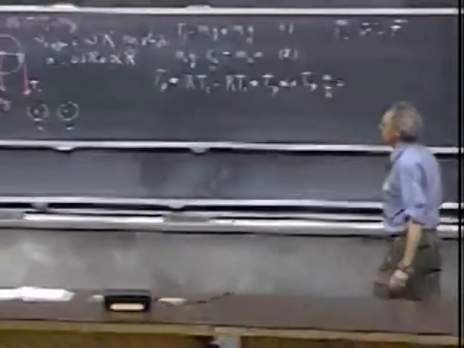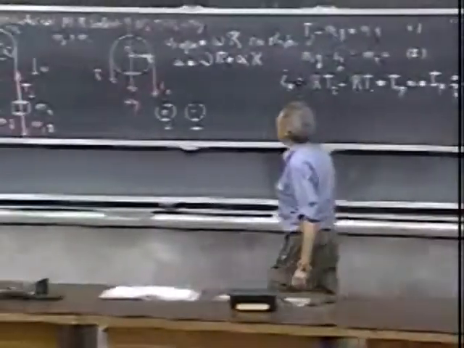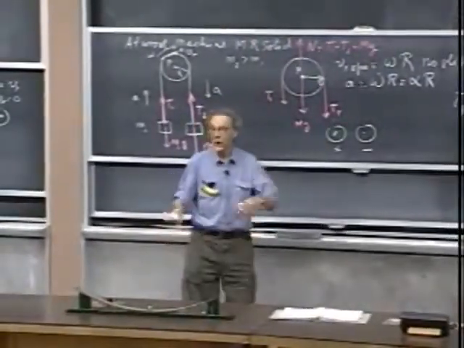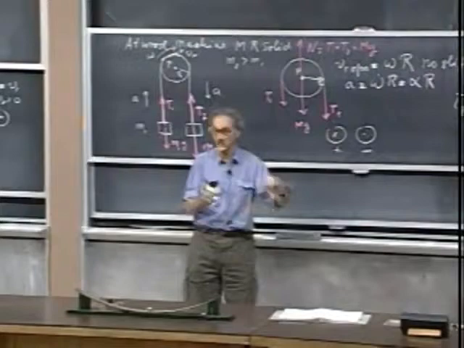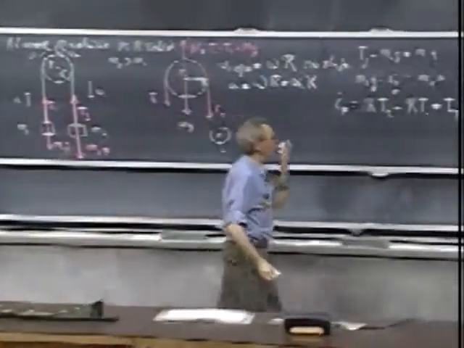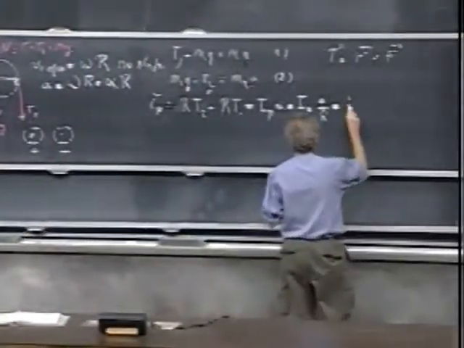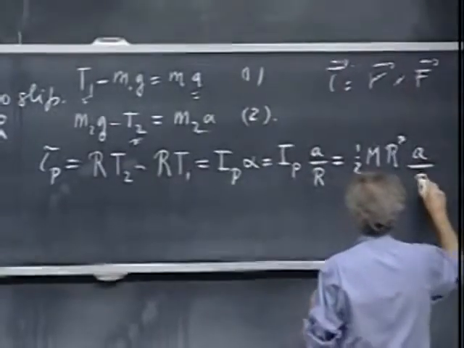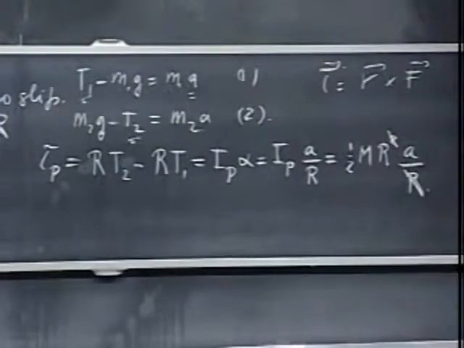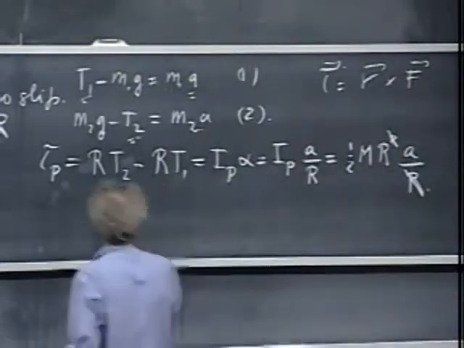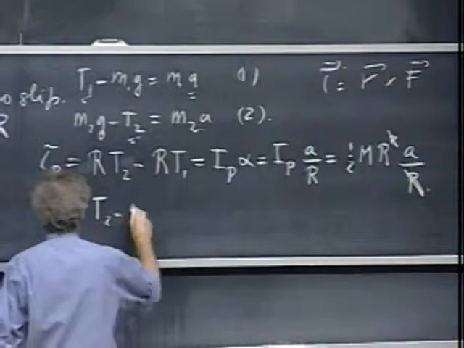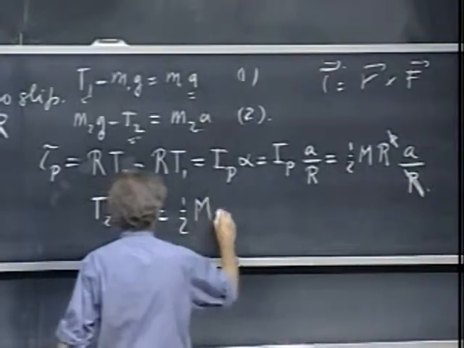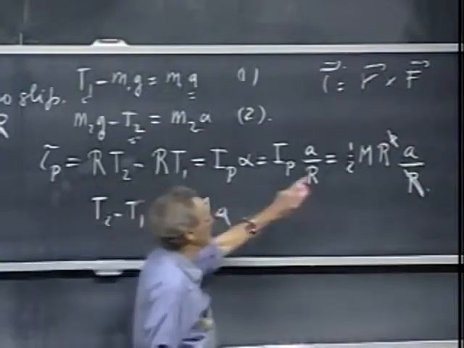But since it is a rotating disk, which is rotating about its center of mass, I know the moment of inertia. I looked that up. If you need it during your exam, you will find that in the exam. That is 1/2 m r squared, times A divided by R, and I lose one r. And so I find then that T2 minus T1 equals 1/2 ma. Notice I also lose my second r.